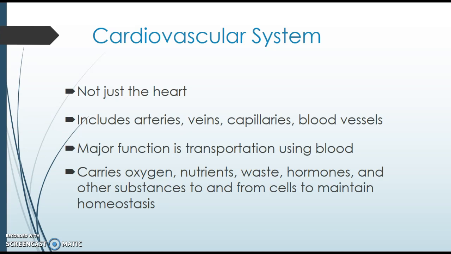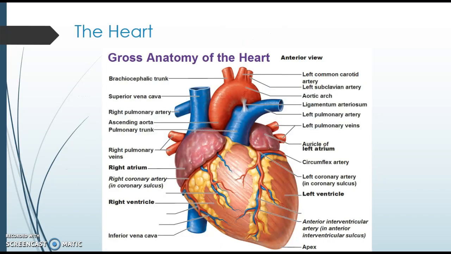Obviously the major function of the cardiovascular system is transportation using blood, but it doesn't just transfer blood around. It also can transfer around things like hormones, waste, different proteins, nutrients that can go in and out of the cells to help maintain homeostasis. So here's the gross anatomy of the heart, and this is what we're going to be really honing in on, not just the outside, but the inside as well.